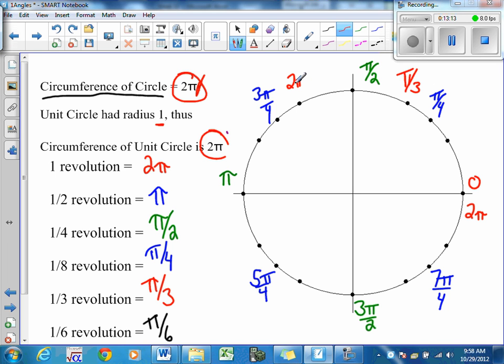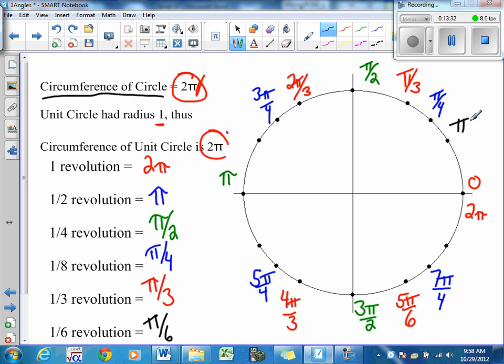2 pi over 3. 3 pi over 3, that's just pi. 4 pi over 3. 5 pi over 3. 6 pi over 3, we're back at 2 pi.